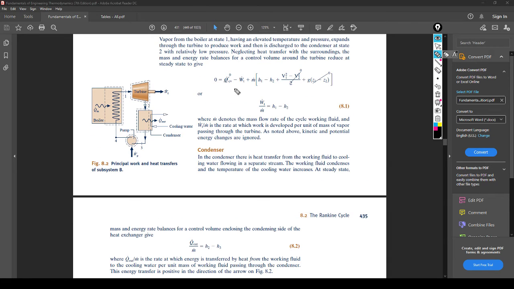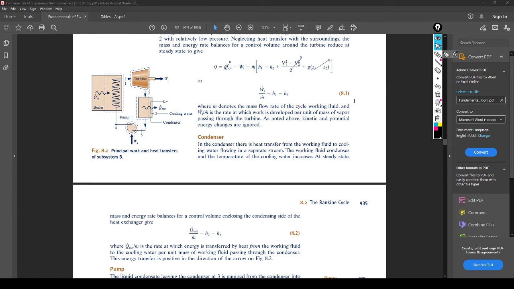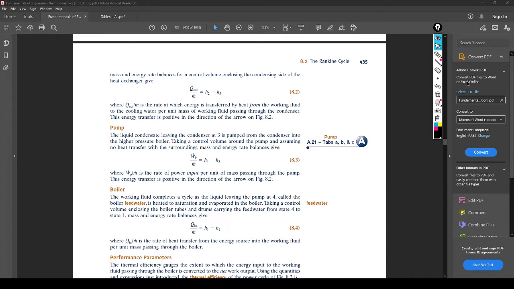So for the turbine, we got rid of heat, we got rid of all these things over here. For the condenser, same thing. We got rid of velocity, got rid of work, because condensers don't make work. And we just had heat transfer, right? So Q is equal to the change in enthalpy. And the same thing with the pump. So it's H4 minus H3.